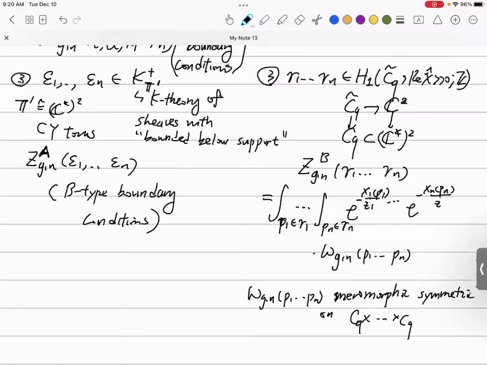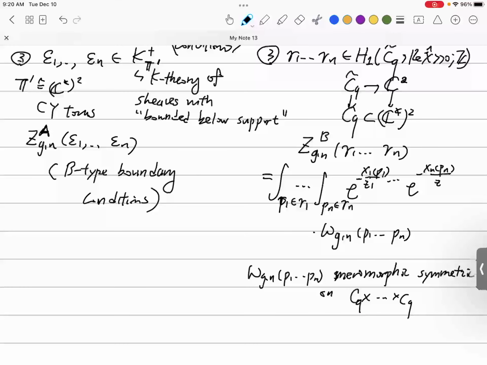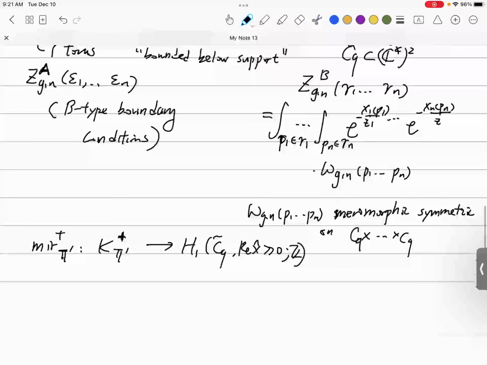So the descendant version of the remodeling conjecture will take the following shape. There's a mirror map. Let me call it... there's also a non-equivariant version, but the equivariant version sends to this H1. So the descendant version looks like this.